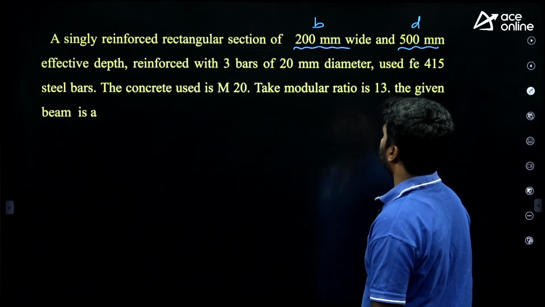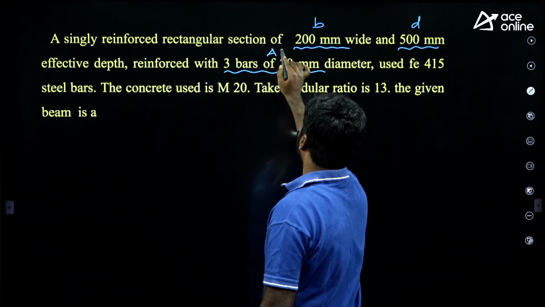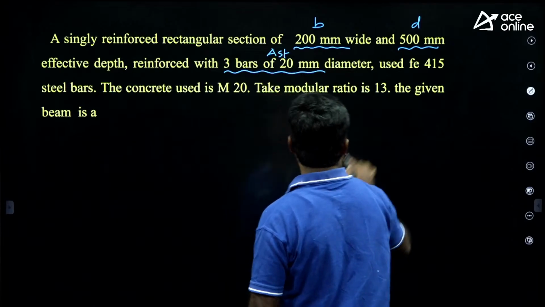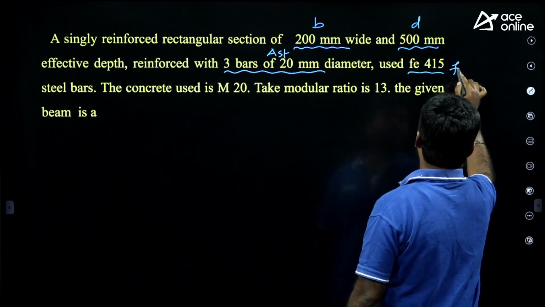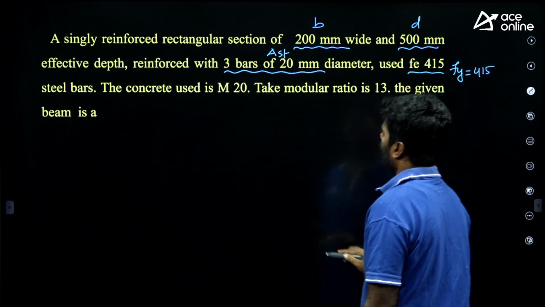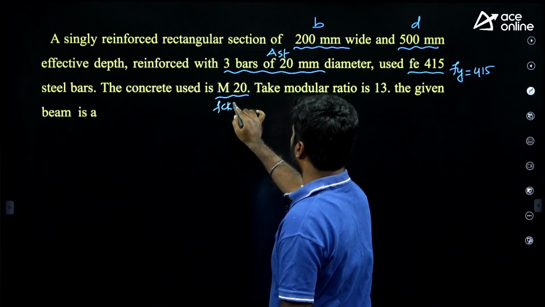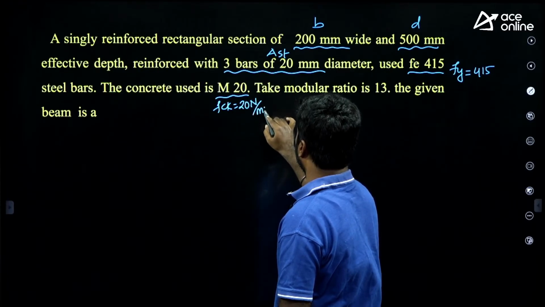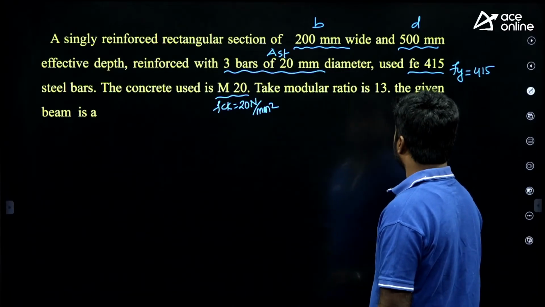Reinforced with 3 bars of 20 mm diameter, related to area of steel. Some information given here. Used Fe 415 steel bars. That means we will get the Fy value. Fy equals 415. And given that M20 grade concrete, that means we can take the FCK value. It is 20 Newton per mm square or 20 megapascal. Take modular ratio is 13.